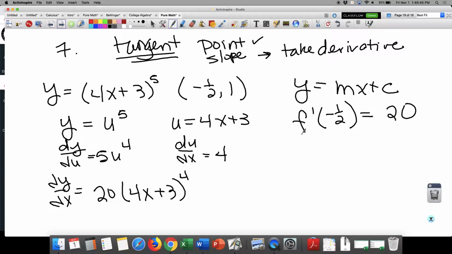That's my slope. This, everybody, is the slope of the tangent. Right there. Is it not 20? Yes. 20, 4, negative 1/2, negative 2 plus 3.